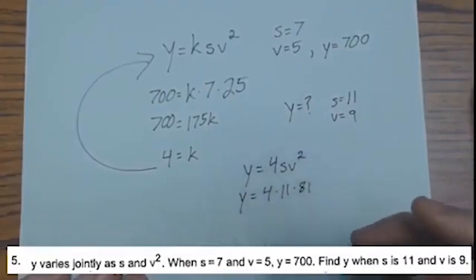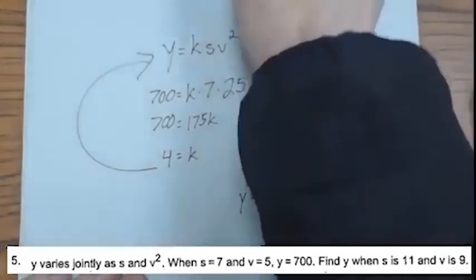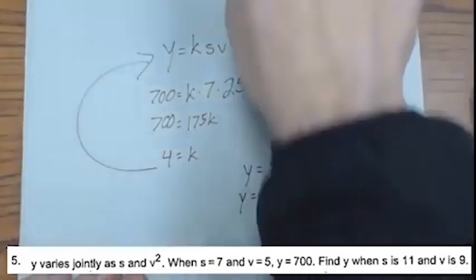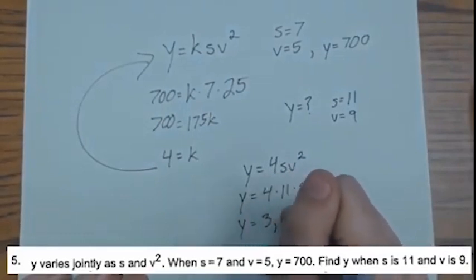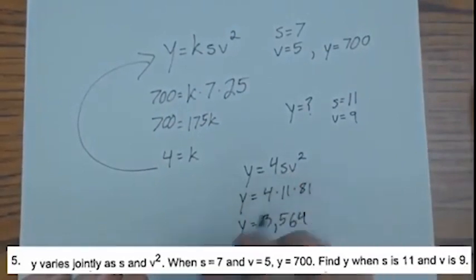v squared would be 81. 4 times 11 times 81. Whew. y is 3,564.